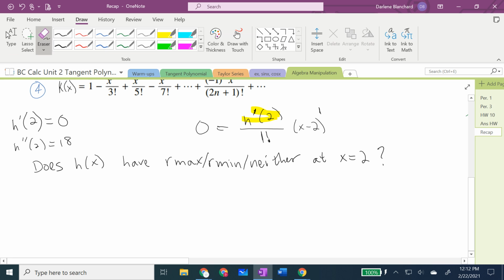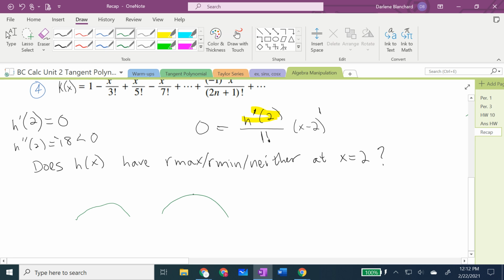And I just realized I wrote positive 18. It was negative 18, wasn't it? That kind of matters. So if you're getting a negative second derivative, then you're dealing with a concave down graph. That was a terrible drawing. That's a little bit better.